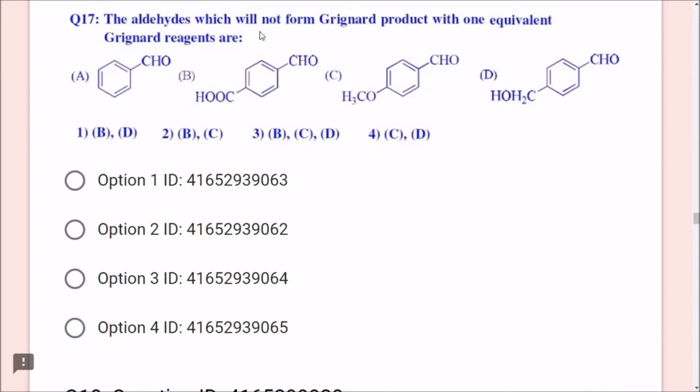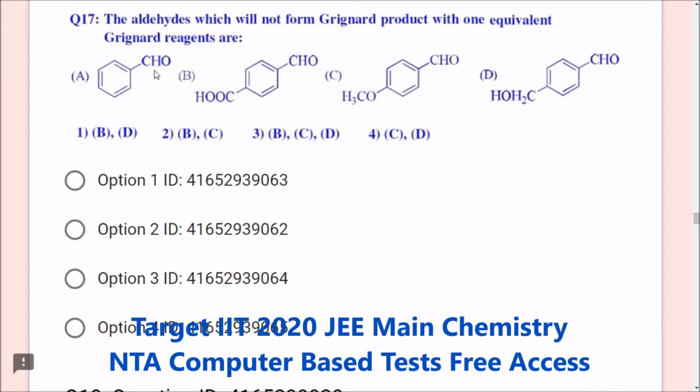Next, question number 17. The aldehydes which will not form a Grignard product with one equivalent of Grignard reagent are, dear friends, the keyword of this question is one equivalent. What is a Grignard reagent? RMgX is a Grignard reagent, that is, alkyl magnesium halides are known as Grignard reagents. So they are taking one equivalent of Grignard reagent and treating it with some aldehyde, and acid and ether and alcohol. Let us see. When you treat this aldehyde with one equivalent of Grignard reagent, does it undergo Grignard reaction? Yes, friends, this aldehyde easily undergoes Grignard reaction. What about this acid and aldehyde?